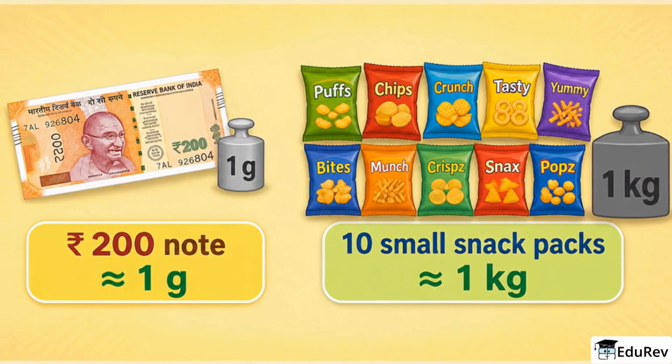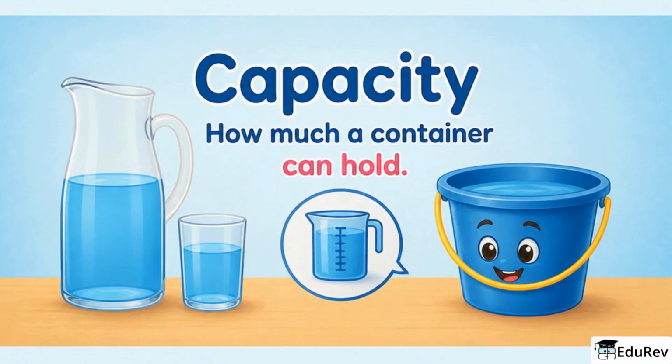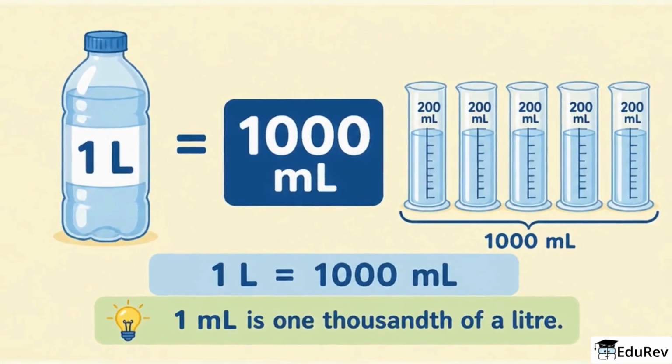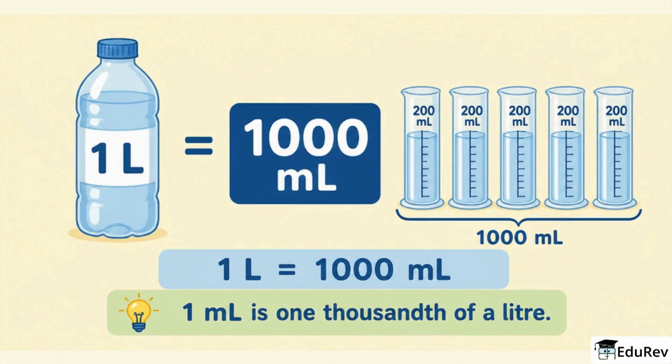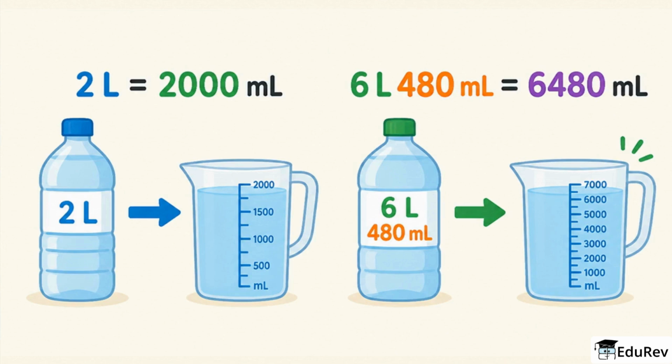A small estimate tip. A 200 rupee note is about 1 gram and 10 small snack packets weigh about 1 kg. Now let us talk about capacity, the amount a container can hold. The units are liter and milliliter, written as L and ml. 1 liter equals 1000 milliliters. And ml is 1000th of a liter. For example, 2L is 2000 ml and 6L 480 ml is 6480 ml.